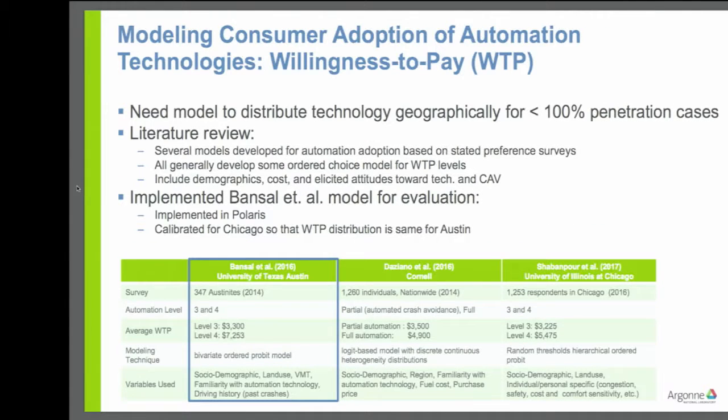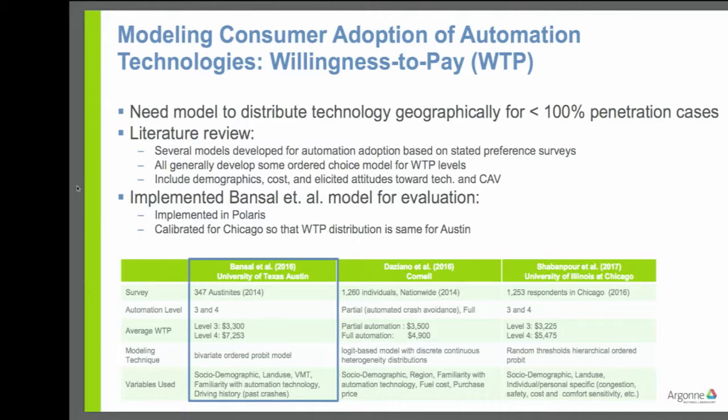We have also implemented a willingness to pay model, for what individual households would be willing to pay, marginal cost, for CAV technologies. Again, because these things are not generally in the market, this is largely based on a number of stated preference surveying efforts, but we take these models and develop our own model just to have a reasonable basis to distribute the CAV technologies throughout the population.